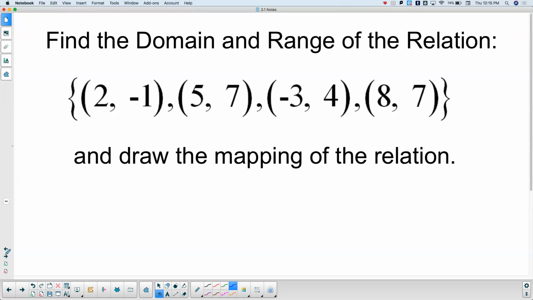So, let's find the domain and the range of the relation, and then let's draw a mapping, because that's the one that you probably haven't seen yet. Okay? So let's start with our domain. What are the elements of my domain?